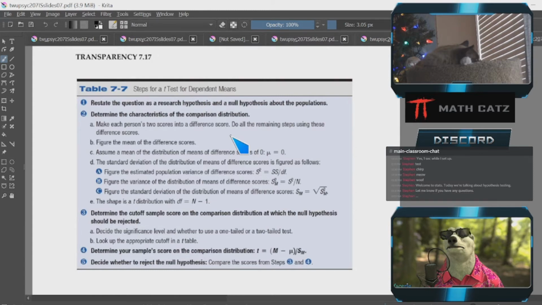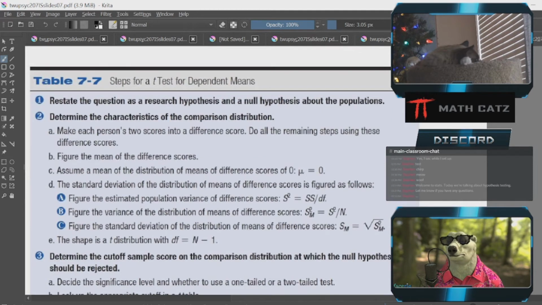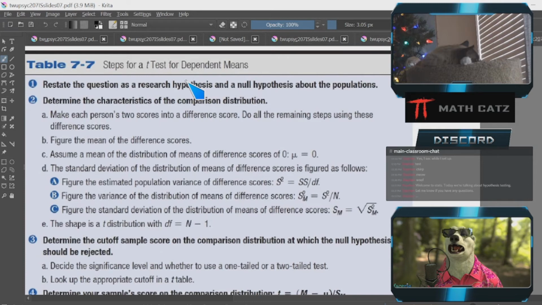So I'm going to zoom in here since we can squeeze it. So the steps for a t-test for dependent means. Dependent means it's the same people, for example, before and after some sort of treatment or test. Counseling was the treatment. The husbands were measured before and after, and we're investigating some sort of change. We can rephrase the research and null hypothesis in terms of a difference. So we're looking at difference scores. And then everything is pretty much the same.